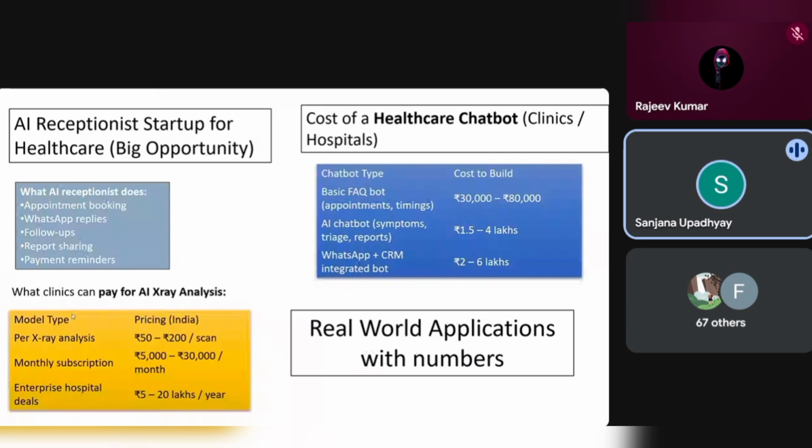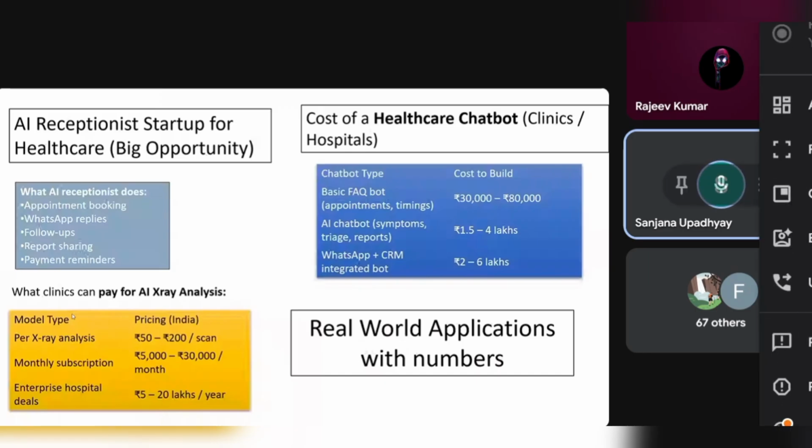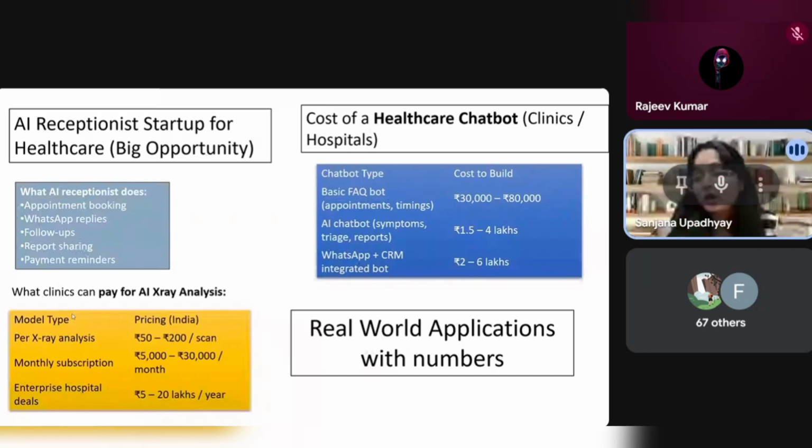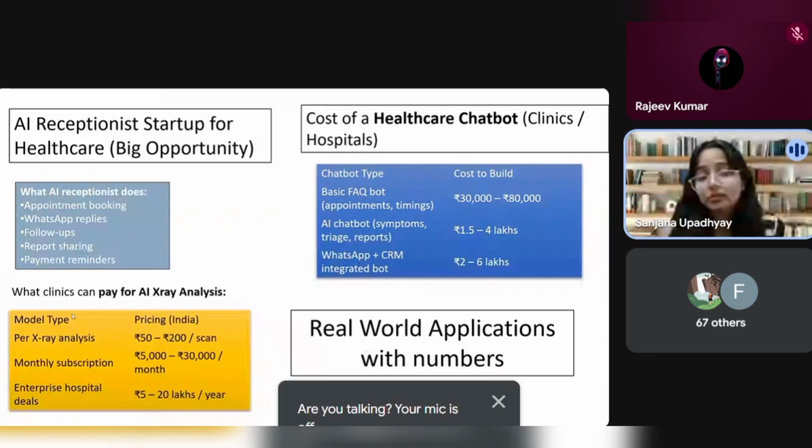So these are some real numbers and real examples of AI startups, or AI which is going to be integrated in healthcare. And right now there are n number of startups working in this, like X-rays, receptionists, chatbots, also telemedicine, and all these things as well.